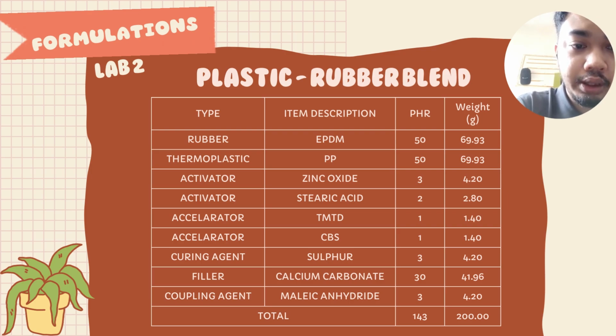Why do we use EPDM? Because it is good in flexibility and elasticity, which we can see in the elongation. We use PP because it has good stiffness and strength. So we can blend them together, and we can see the tensile strength and elongation are slightly dropped. Then we have an activator.